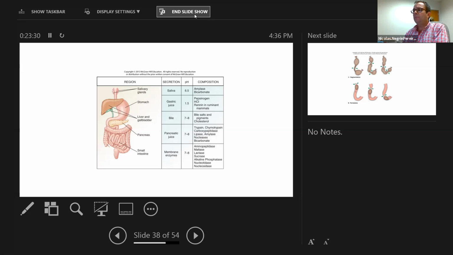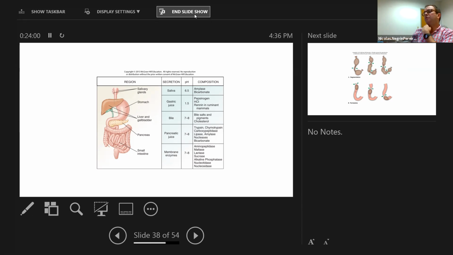Then when we move towards the stomach, we find the gastric juice, which has a very low pH. We're talking about 1.5, so low, so acidic, that it is necessary for the stomach to secrete mucus that is going to line the whole internal surface of the organ and protect the stomach mucosa from being digested by its own juices, its own hydrochloric acid.